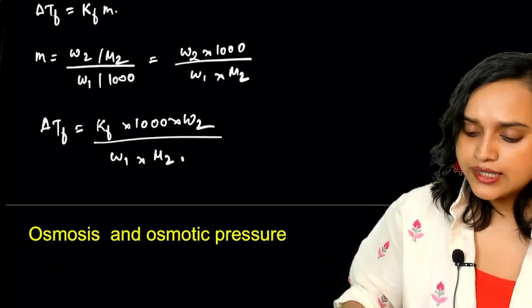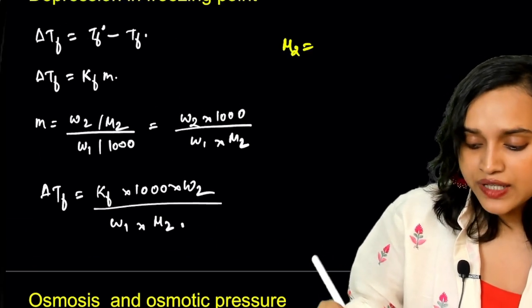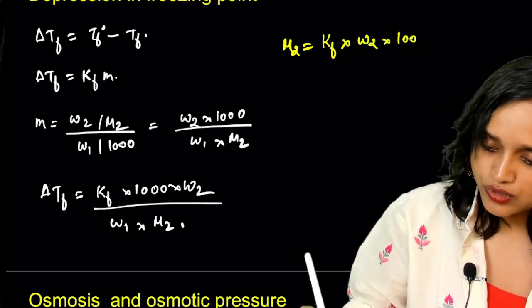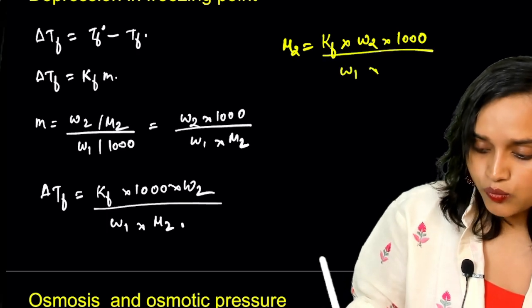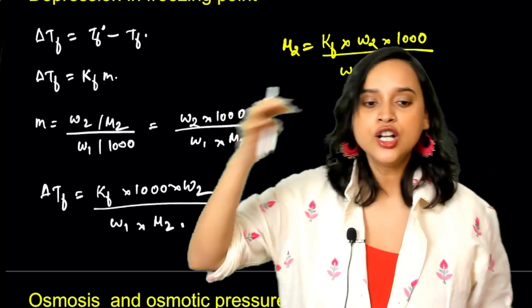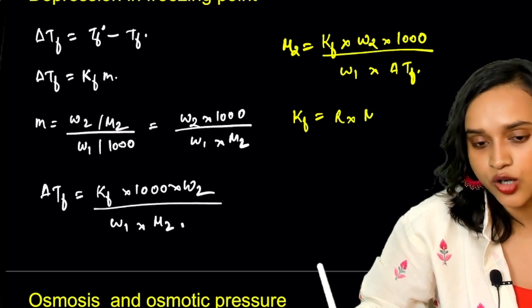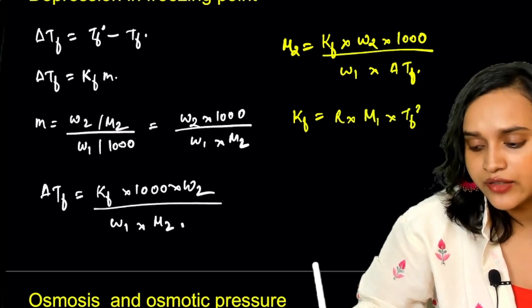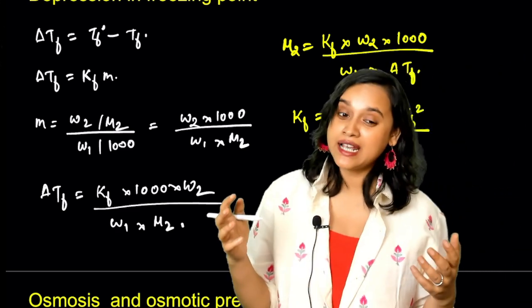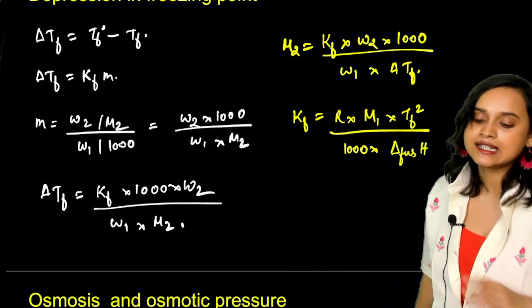All right. Yes. Now, suppose for KF, you want to find a formula, right? So you can also write it as M2 is equal to KF multiplied with W2 into 1000 divided by W1 multiplied with delta TF. Yes, what I have done is just interchange the cross multiplication. So that means, what is going to be KF? KF is going to be once again the universal gas constant multiplied with M1 multiplied with TF square divided by 1000 multiplied with, will it be latent heat of vaporization? No, it is going to be latent heat of fusion, and this is the formula.